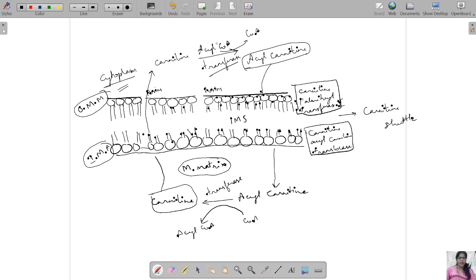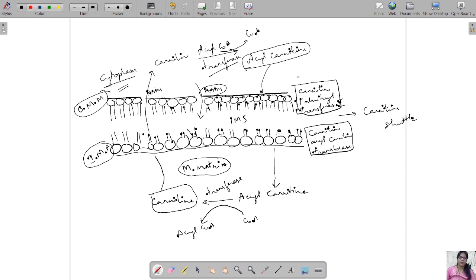Now what happens, you have your acyl CoA ready. It is already in the cytoplasm. Now it has to enter into the matrix for your beta oxidation to happen. Acyl CoA is easily permeable through the outer membrane of your mitochondria because it has porins in it. Porins would easily help the acyl CoA to enter. But this inner membrane is not permeable to this acyl CoA. This inner membrane does not allow the acyl CoA to enter into the matrix.